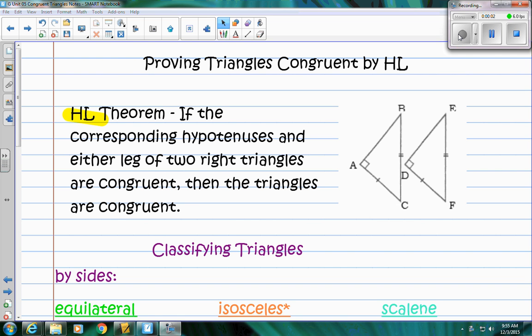The fifth and final method we have for proving triangles congruent is HL, which stands for the hypotenuse leg theorem. This theorem will only work if you have a right triangle. So this theorem does not work on all types of triangles like the other ones. You can use any of the theorems, SSS, SAS, ASA, AAS, on any triangle, right triangles, non-right triangles. Any triangle can be proved with those four theorems. HL is special. It's only for right triangles.